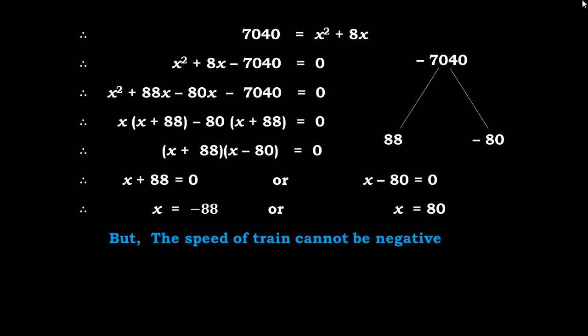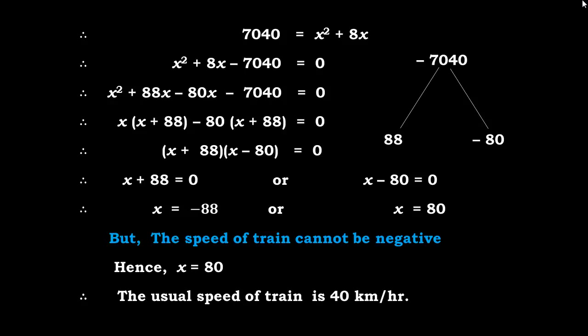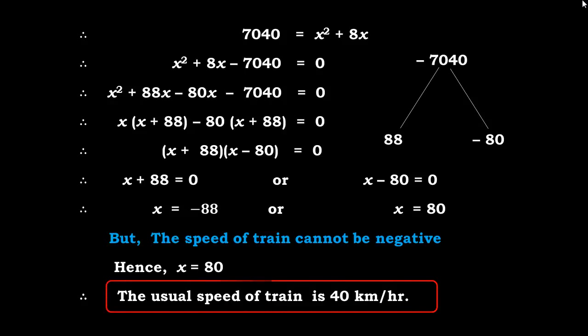But see, the speed of the train cannot be negative. Therefore x is equal to 80. So the usual speed of the train is 80 km per hour.